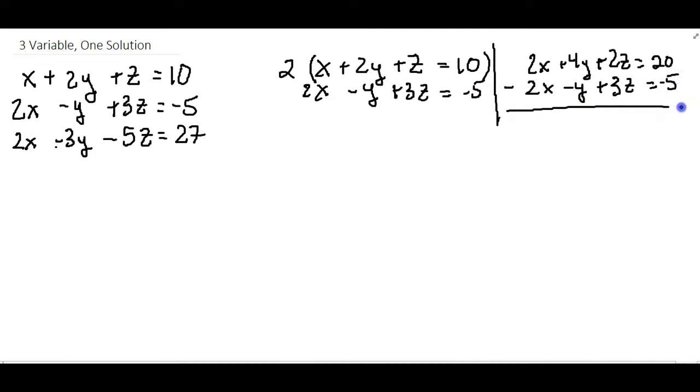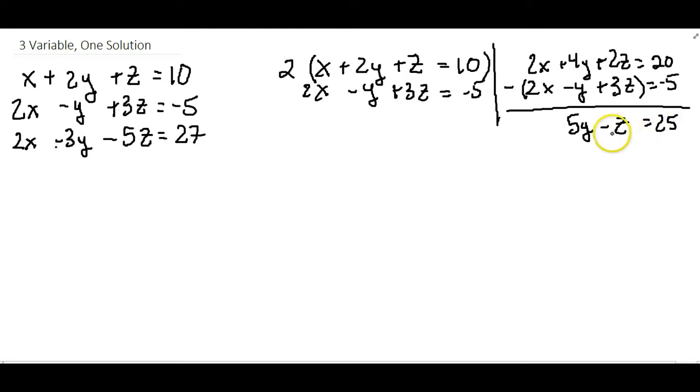And when we subtract those, we end up with our x's dropping out. So then we have 4y, wait, we have to distribute that negative. Can't forget about that. So we're subtracting everything. So we have 4y minus a minus y, so that gives us 5y. 2z minus 3z, we get minus z, equals 20 minus a negative 5, which actually gives us 25. So we've eliminated our x variable.